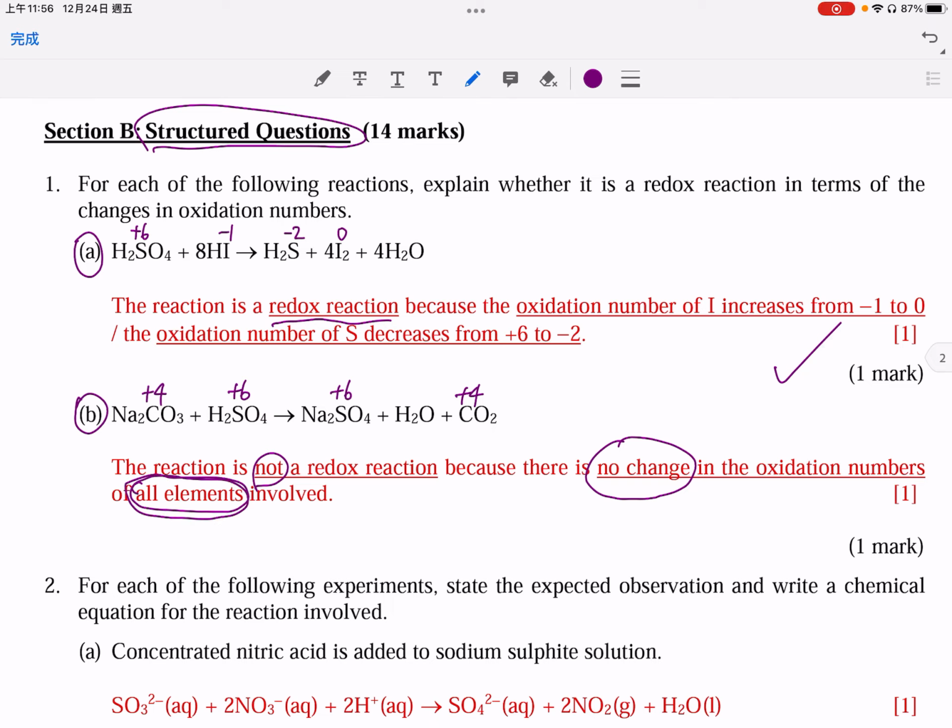I repeat, all elements. When I mark your scripts, I found that some of you mentioned something like this: there is no change in the oxidation number of carbon and sulfur, therefore, it is not a redox. Of course, this is an incorrect idea because in a reaction that is not a redox, there should be no change in oxidation numbers of all elements. If you just confine your discussion to the fact that there is no change in oxidation numbers of C or S or C and S, actually the idea is not complete, and therefore you lose this 1 mark.